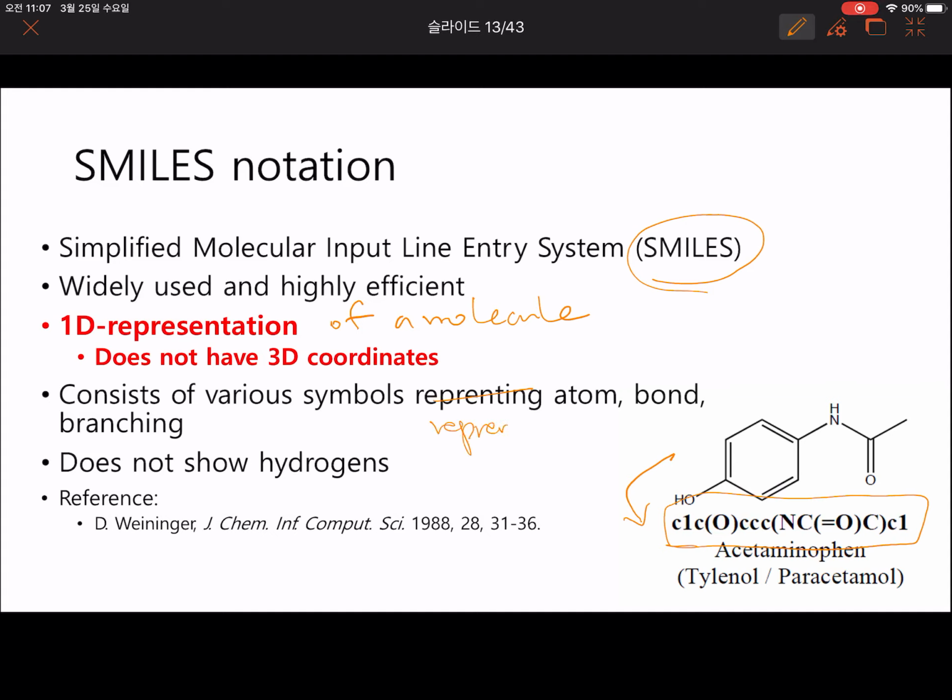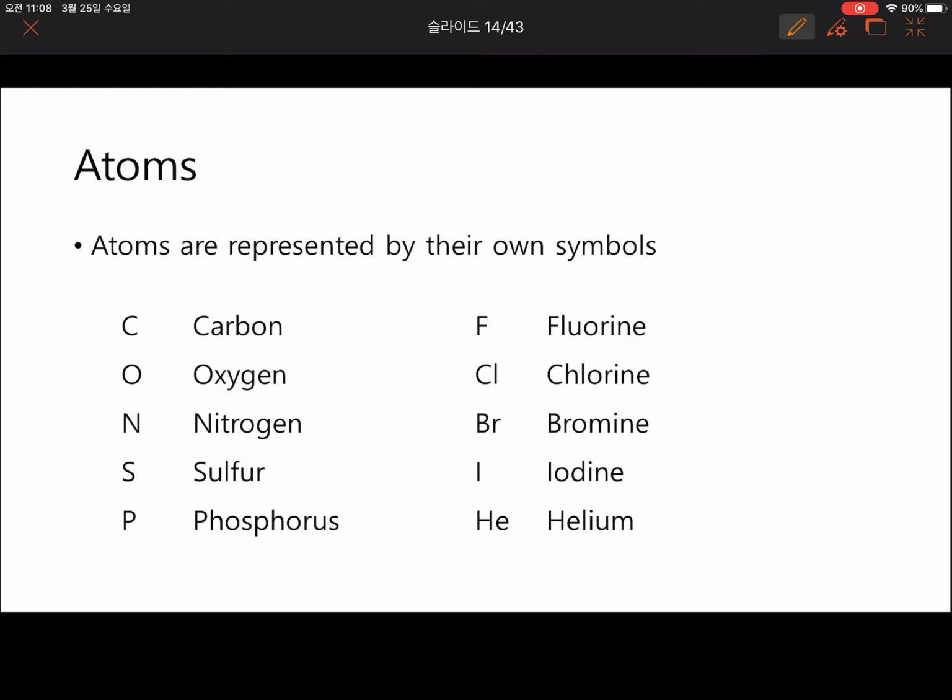So let's look at how SMILES can be written for a molecule. The basic principle of SMILES is that the atoms are represented by their own atomic symbols, like carbon is written as C, fluorine is written as F, oxygen is written as O, chlorine is written as Cl, and so on.